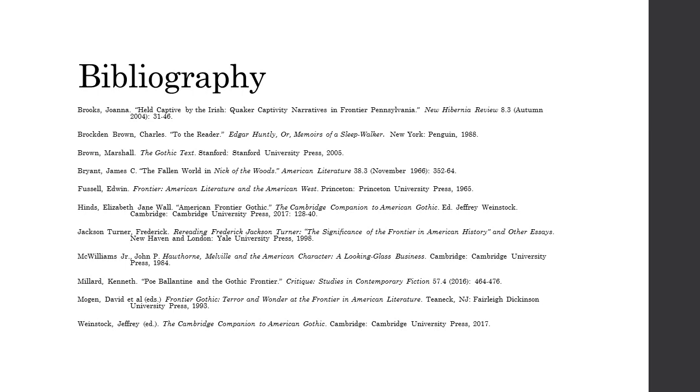The final thing to mention, of course, is the bibliography. Some of these are texts that I specifically mentioned in the lecture, such as John P. McWilliams's book and Geoffrey Weinstock's essay collection. But there are other things here which are about the frontier, about Robert Montgomery Bird's writing more generally, about the Gothic. So if you're interested in any of the ideas and issues raised in this session, there are plenty of articles and books there that you might go away and take a look at in your own time.